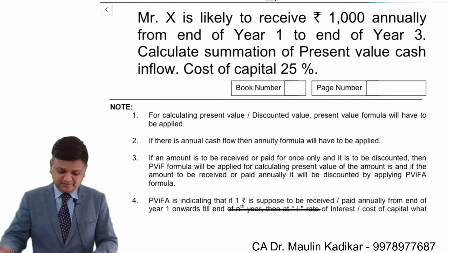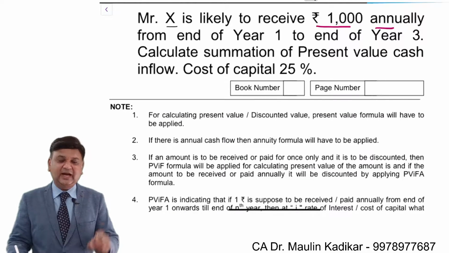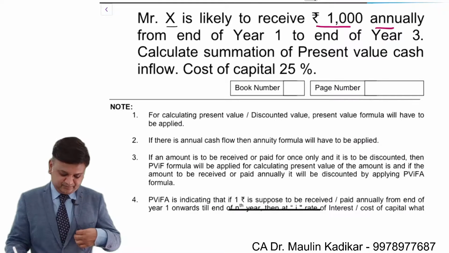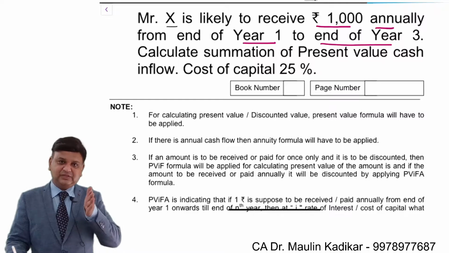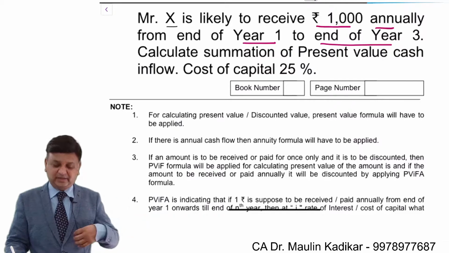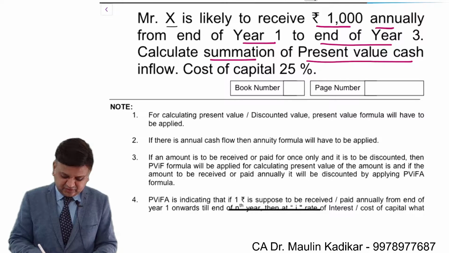Let us see the next question. Mr. X is likely to receive rupees 1000 annually. Annually means every year from end of year 1 to end of year 3, means first year, second year and third year. Calculate summation of the present value of the cash inflow.